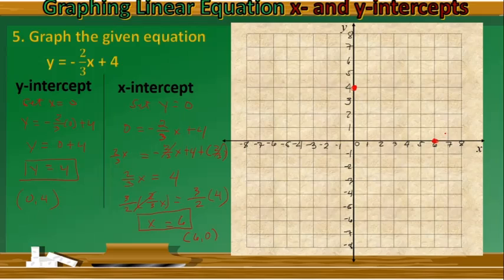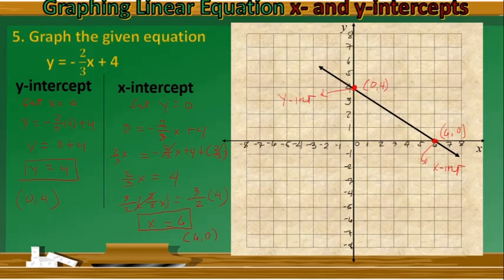Okay, we will label each point with its coordinates. Okay, we will plot the graph. Okay, that's the graph of that equation. And this is now our x-intercept, and this is our y-intercept.